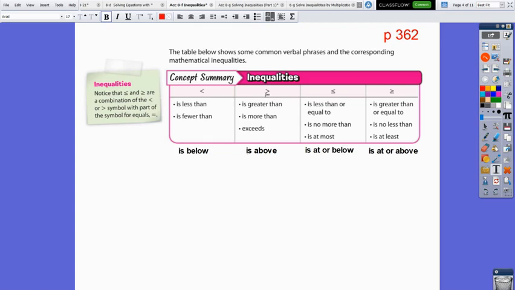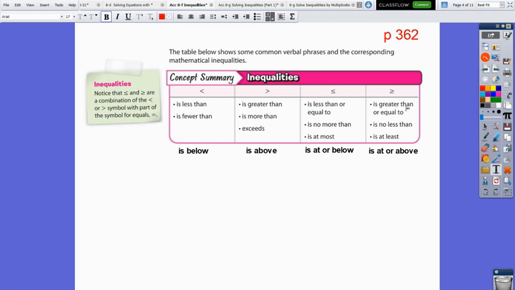That's why there's no equal to sign as part of these for these words. Now, if it says is less than or equal to, that's obvious that it's less than or equal to. And so the little line underneath really means it includes equal, the two sides of the inequality.